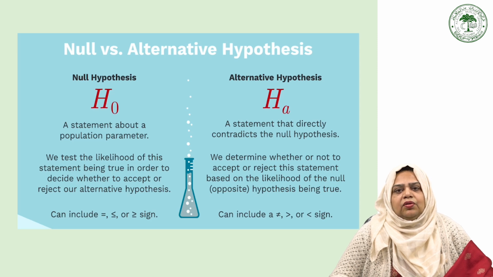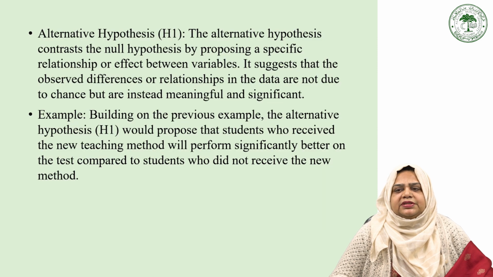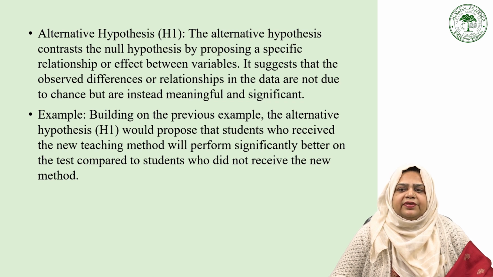Next category of hypothesis is the alternative hypothesis. It is a crucial concept in research because the alternative hypothesis proposes a scientific and specific relationship or effect. It asserts that the differences or relationships observed in the data are not mere chance occurrences but rather hold significant meaning.